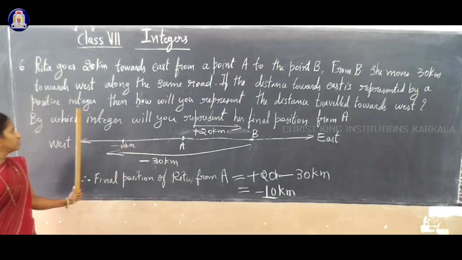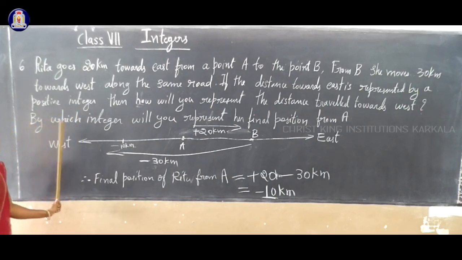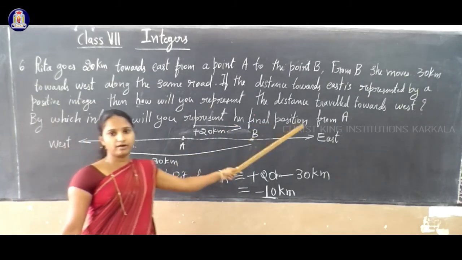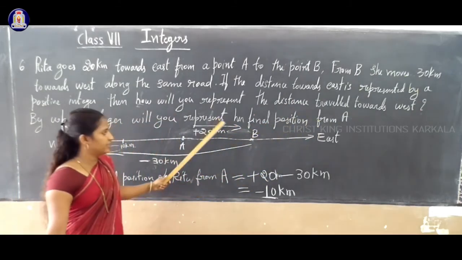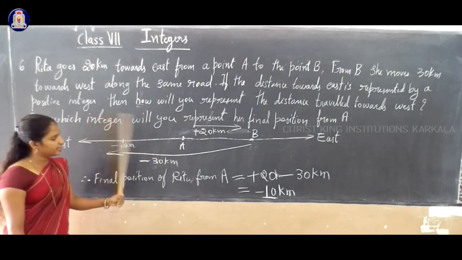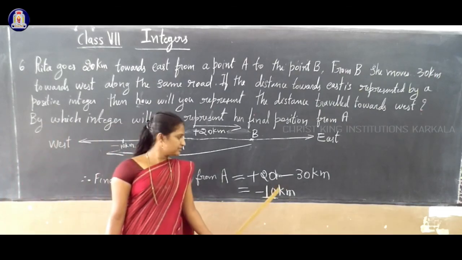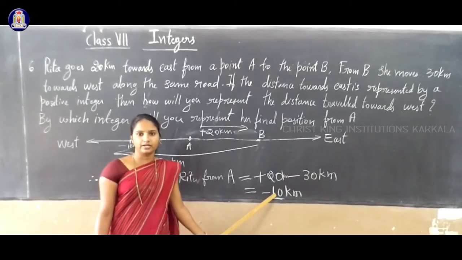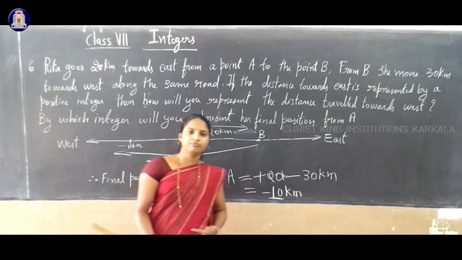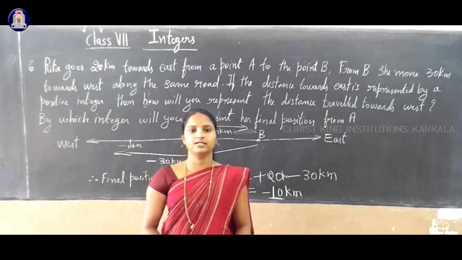So therefore the question is, by which integer will you represent her final position from A? You represent her final position from A by negative integer, because we got answer minus 10 kilometer. So represent by negative integers. Clear? Yes. Thank you.